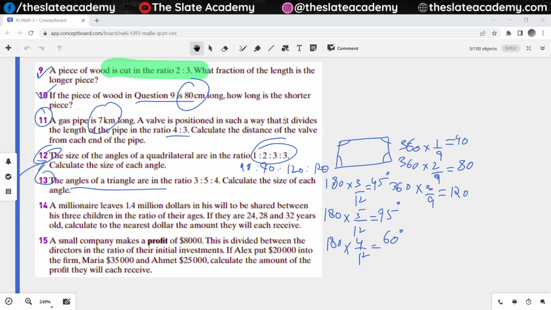No confusions. All right, so if you have all understood whatever we have discussed till question number 13, please go ahead and solve question number 14.